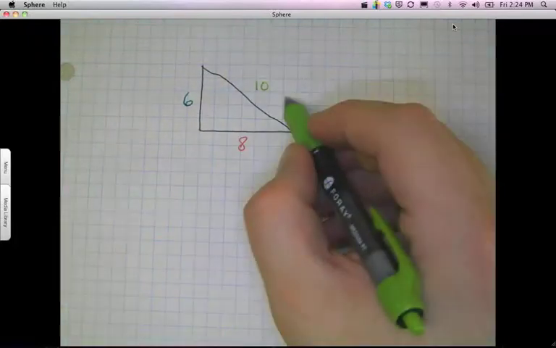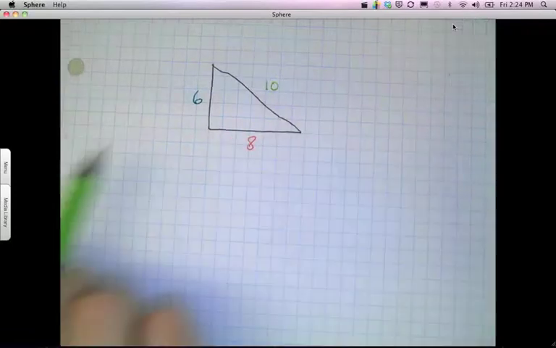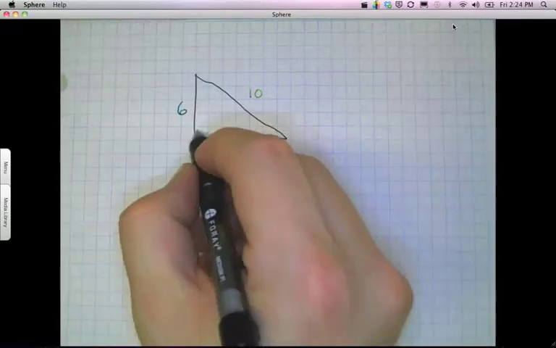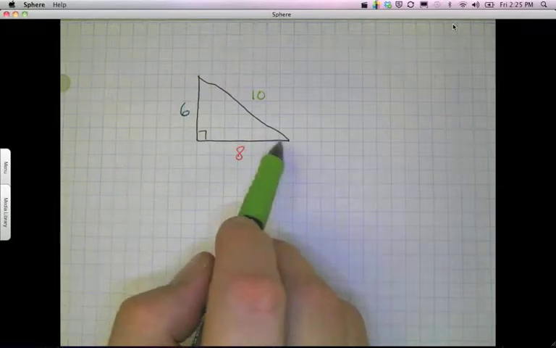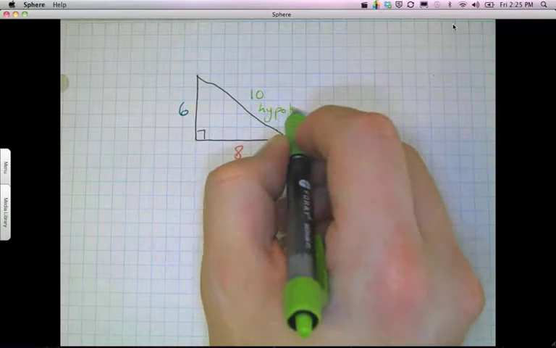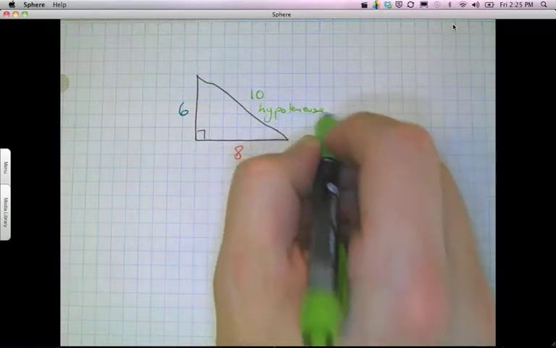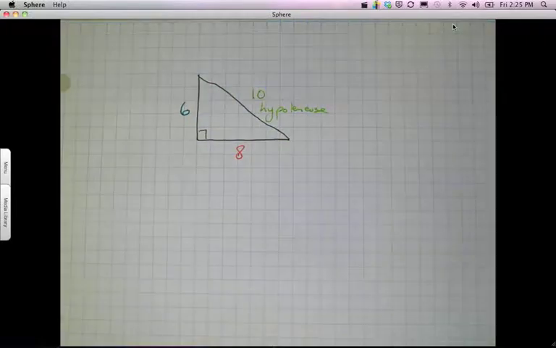Now, for the sake of remembering stuff, you need to remember what the different parts of a triangle are. The longest side on a right triangle, even though this is an ugly triangle, is always called the hypotenuse. Now, the other two sides are going to be your adjacent and your opposite side. But you won't always know what they are until they tell you what angle you're looking at.